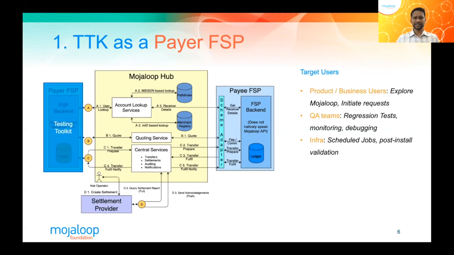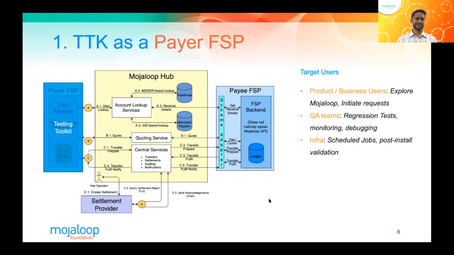So for example, if you want to test a switch implementation, right now we have exhaustive, comprehensive test suites for hub testing. These we initiate from a payer FSP scenario. We also have QA teams using it for regression testing, monitoring and debugging. Infrastructure teams, when they deploy a Mojaloop switch initially, can automate it in a way that the toolkit will automatically get all the default test cases that are available on GitHub and then run them against a Mojaloop switch.